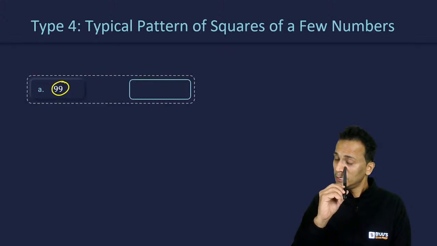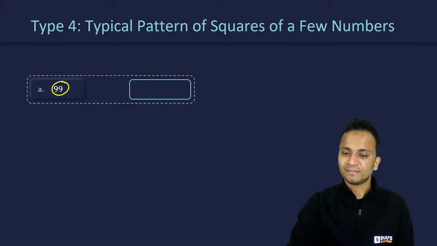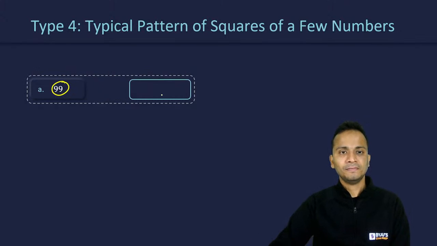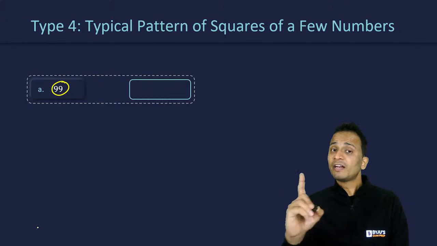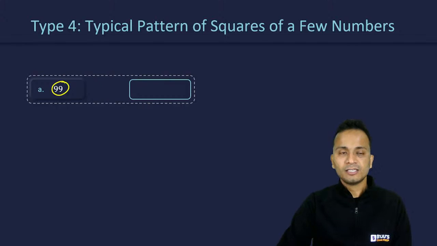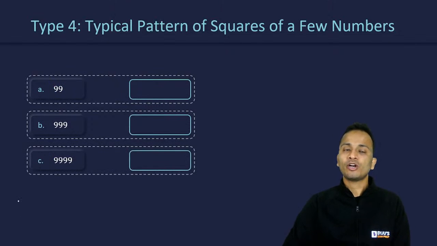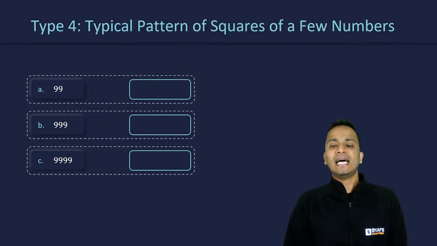Come on. 99 square, I want the value. Let's see how many of you can give me the answer. I'm still waiting. If I write this result, you will not be able to understand the pattern. But if I write the square of the next number, 999 square, then some of you might understand the pattern. And once I write the square of the next number, you will definitely catch the pattern.